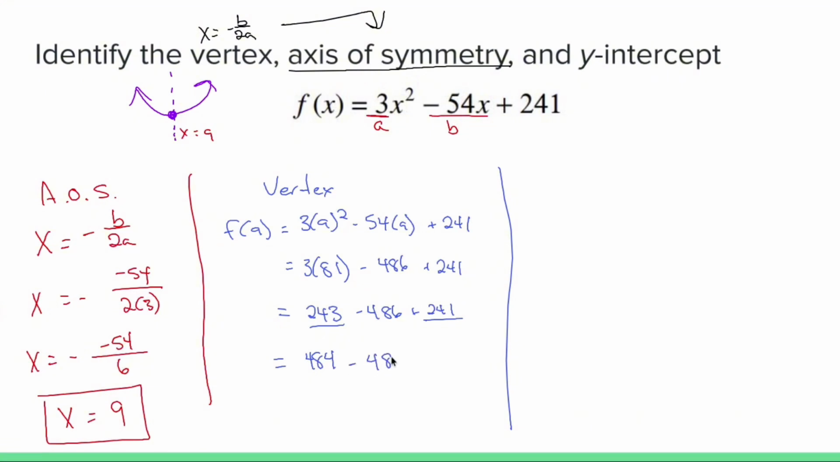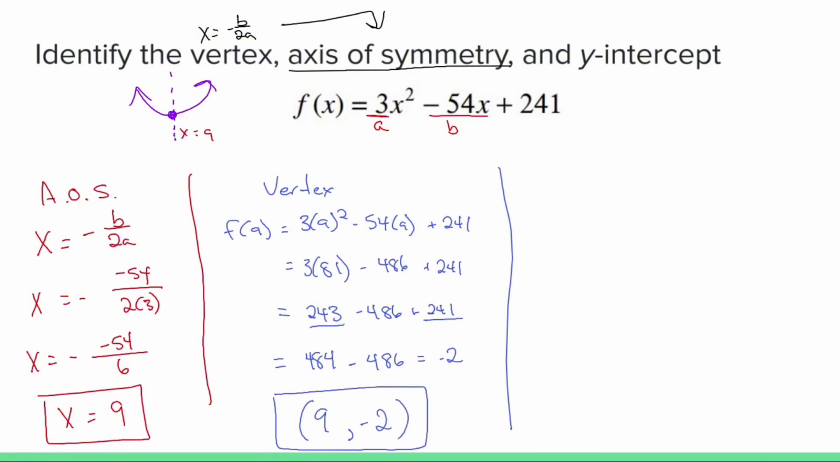minus 486, much more pleasant to deal with. That's going to get me negative 4. No, that's going to get me negative 2. Whew. All right. So when I plugged in 9, I got negative 2, which means my vertex is going to be the point (9, -2).